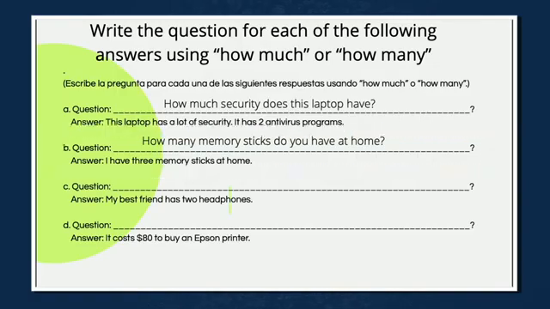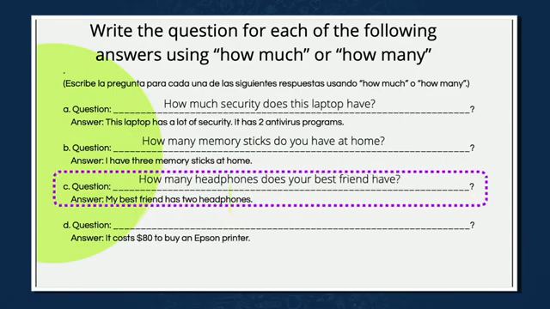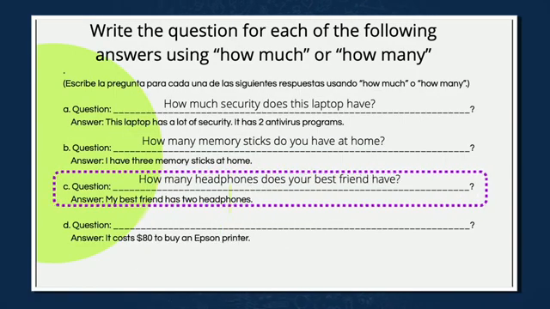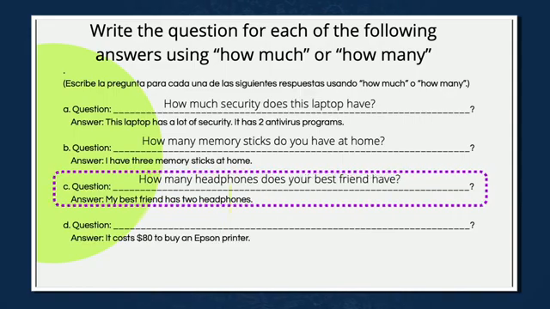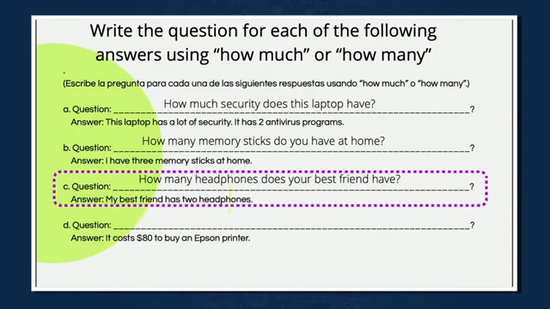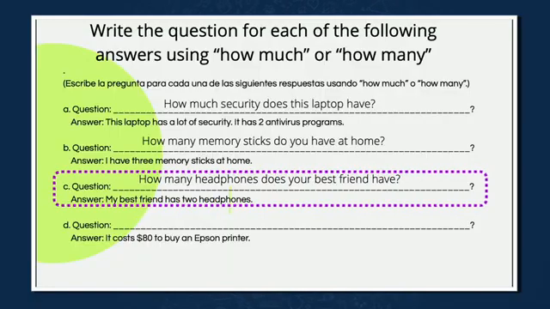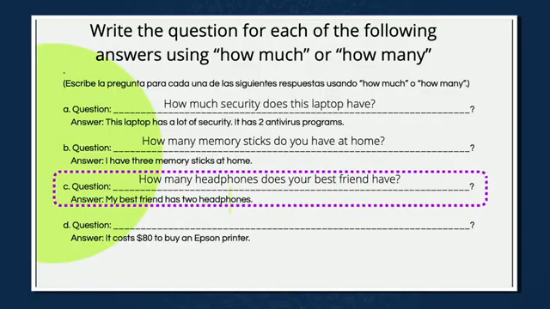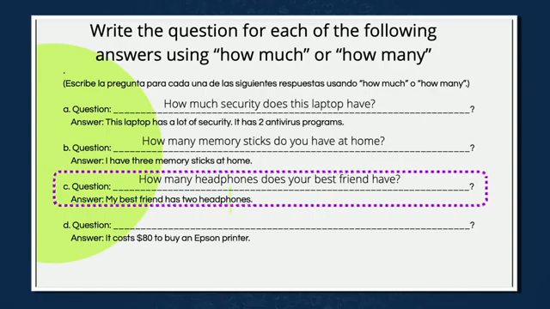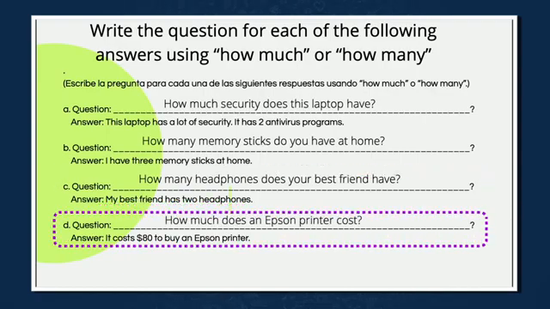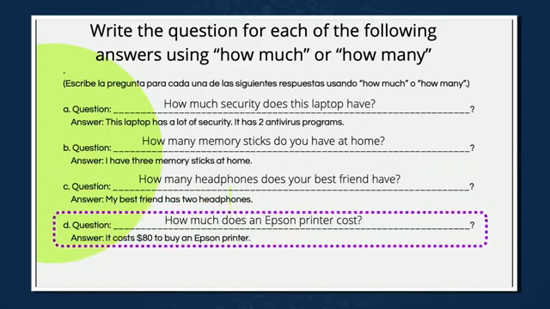Next one. How many headphones does your best friend have? ¿Cuántos audífonos tiene tu mejor amigo? My best friend has, mi mejor amigo tiene 2 headphones, 2 audífonos. Last one. How much does an Epson printer cost?